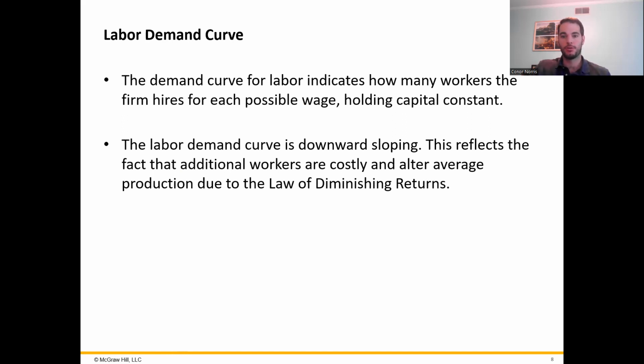Let's say a firm operates a small bakery with one oven, so capital is constant. They only have that one oven. Initially, hiring one worker results in a lot of baked goods being produced. But if they hire a second worker, production may increase even further. But as they keep adding more and more workers without increasing the number of ovens, eventually they begin to crowd the kitchen up. By the end, each new worker adds less and less to the bakery's total output. So the firm won't want to keep hiring unless wages drop enough to make that extra worker worthwhile. So this diminishing productivity explains why the labor demand curve slopes downward.